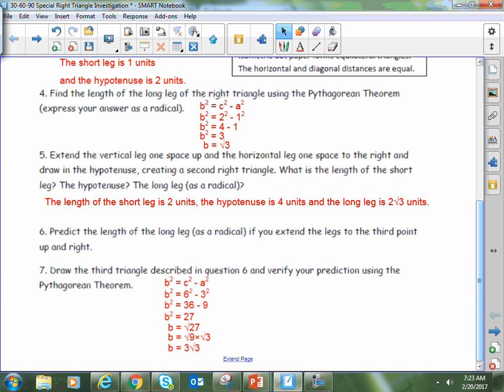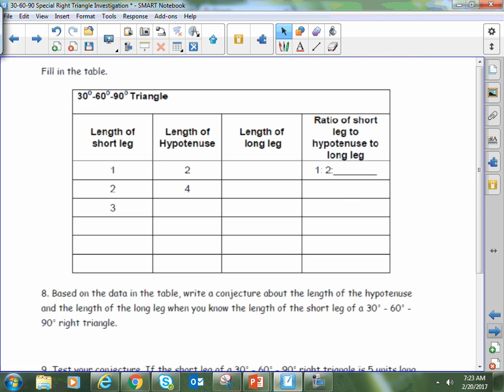So the reason why we're constructing these triangles in this way is to establish a pattern comparing the lengths of two sides of a triangle to one side of the triangle, and that's what this table is going to help us fill in. When we fill in the table, we're going to see that when the short leg is 1, the hypotenuse is 2, and the length of the long leg is the square root of 3, and so on.